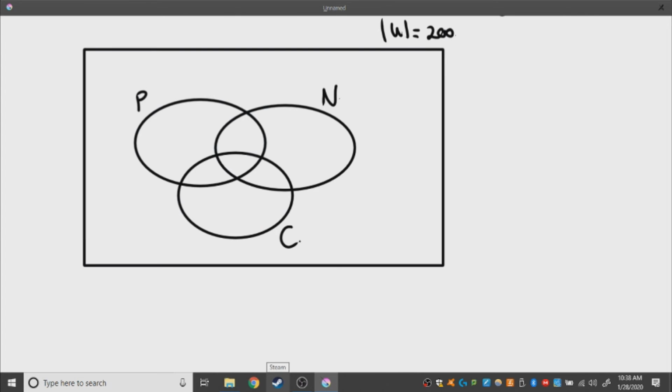So I keep going, patience. While 20 are enrolled in courses from all 3 of these subjects. There we go. 20, I can put that in, because that's a single region.